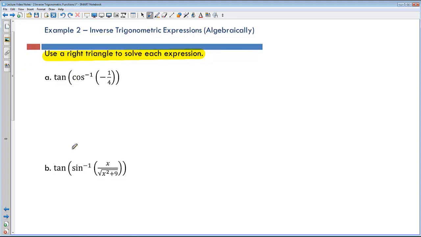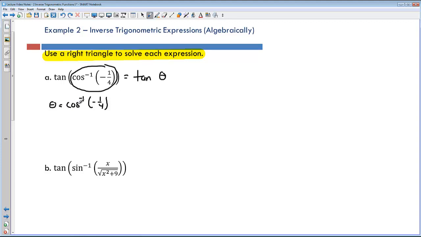Part A is actually a little harder than part B in a way, because you have to determine which quadrant you're in. But first, remember the secret, the trick, or the real idea is that this thing right here is not just anything. Cosine inverse of negative 1/4 is an angle. So we're going to write this as tan of theta, where theta is equal to cosine inverse of negative 1/4. And so to figure out what tan of theta is, what we're going to do is first try to figure out how to work with this.